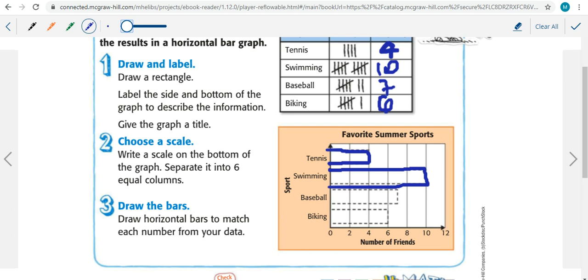Tennis has 4, as you can see, it goes until 4. Swimming has 10. Baseball has 7. As you can see, the bar goes right in between 6 and 8. Biking has 6. Look at the bars, they go until 6.